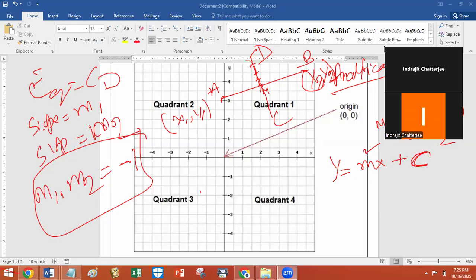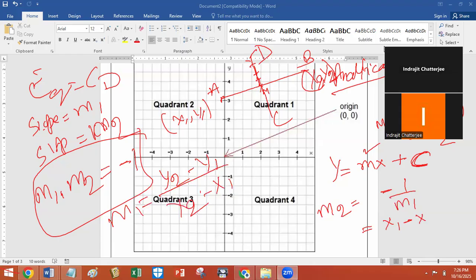In order to find the equation, I gave you the hint that the slope of CD, which is M2, is nothing but -1 over M1. So now you're wondering, what is M1? M1 is the slope of AB. And how do you find the slope of AB? That is y2 minus y1 by x2 minus x1. So that is M1. And when we take the negative reciprocal, it becomes x1 minus x2 by y2 minus y1, right?